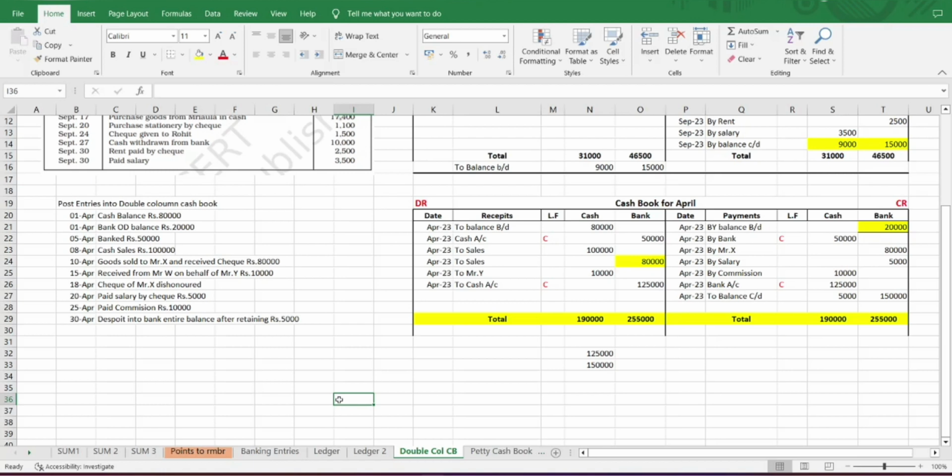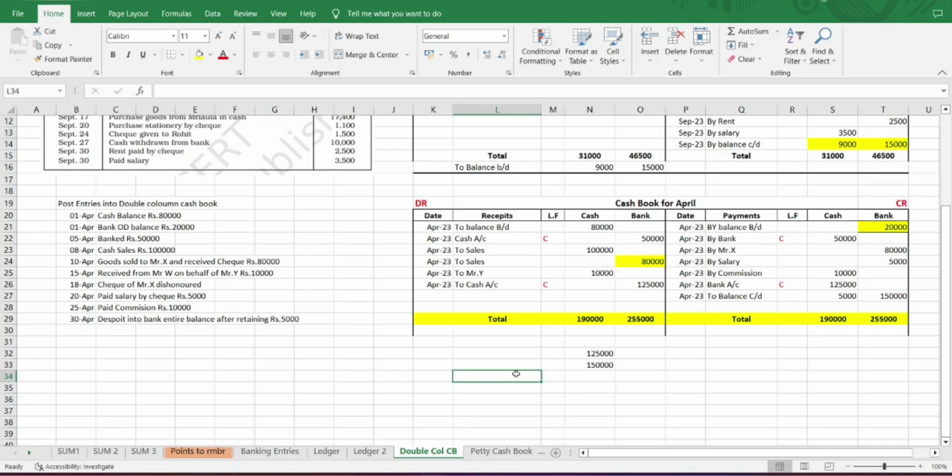So this is it. Here, just to repeat the last transaction, deposited into bank entire balance after retaining 5,000 rupees. Here they are telling us from the entire cash balance only keep rupees 5,000 and deposit all the amount into the bank. So we made an entry for it. Bank account debit to cash account. We made the total of our debit side, which was 1,90,000, and the credit side after retaining the balance of 5,000 was 65,000. Then we totaled, and then the balance of rupees 1,25,000 was entirely deposited into our bank account.